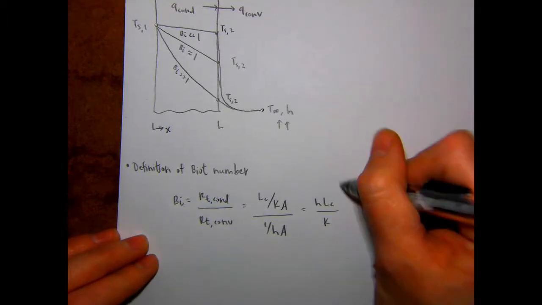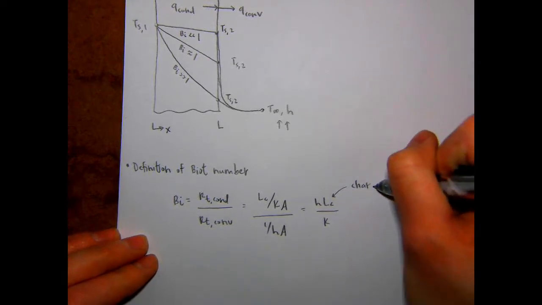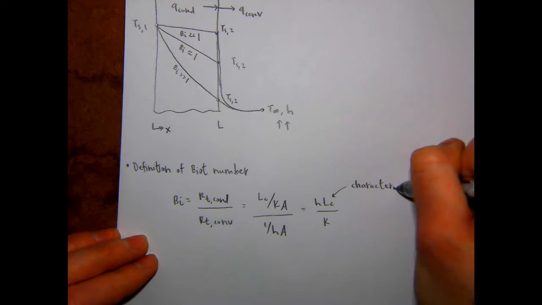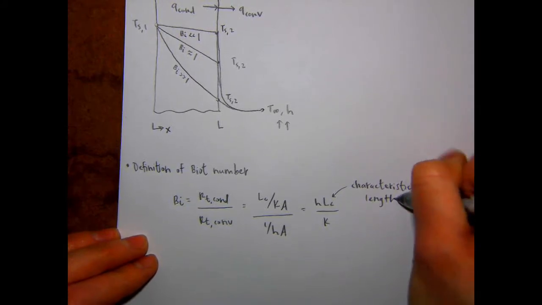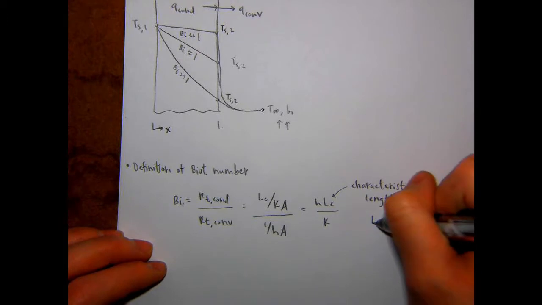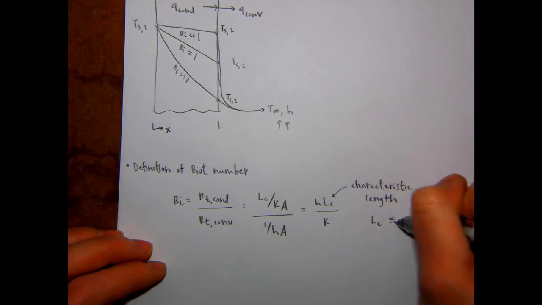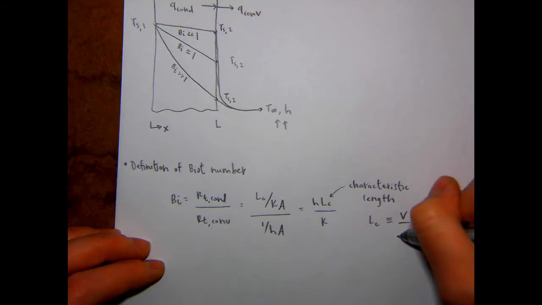And this L sub c is a characteristic length. We define it because we're not always going to be looking at plain walls that have a very obvious length. It's defined in order to be able to easily handle solids of complicated geometry, and it's just defined as the volume over the surface area.